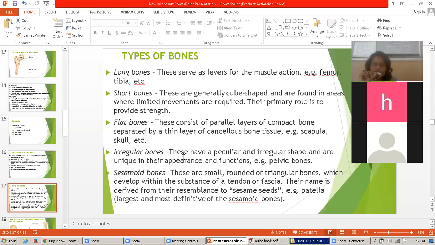Then irregular bones have a peculiar and irregular shape and are unique in their appearance and functions. That is the pelvic bone. So some bones are irregular in shape. These are called irregular bones and have a peculiar and irregular shape, unique in their appearance, like the pelvic bone. Then the sesamoid bone.